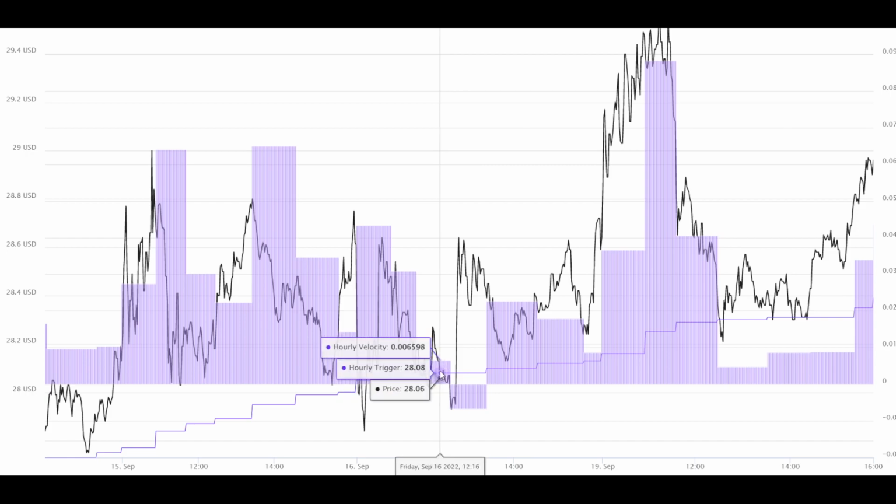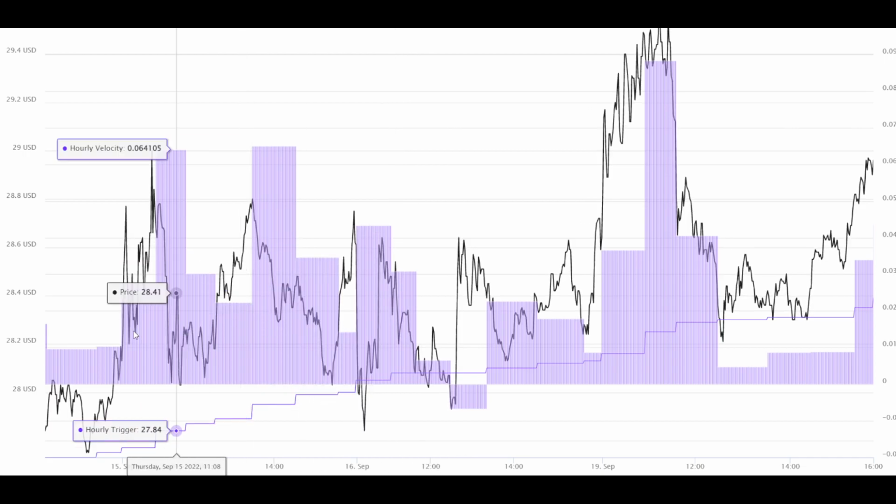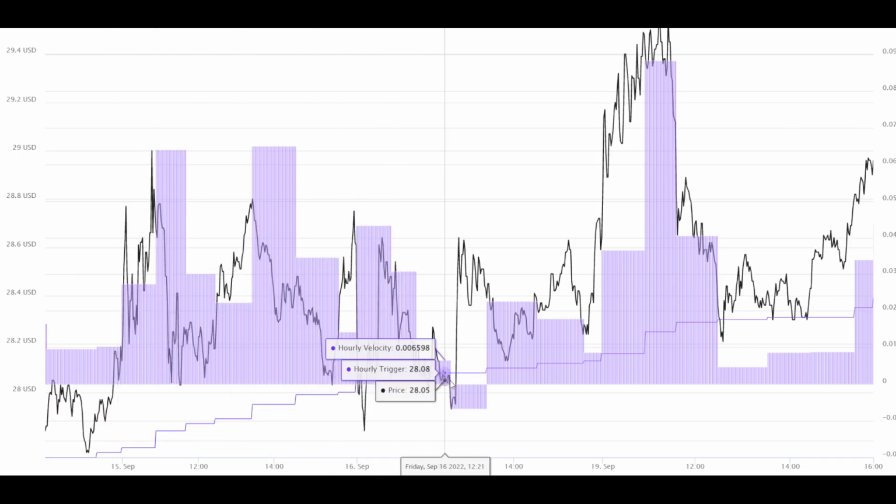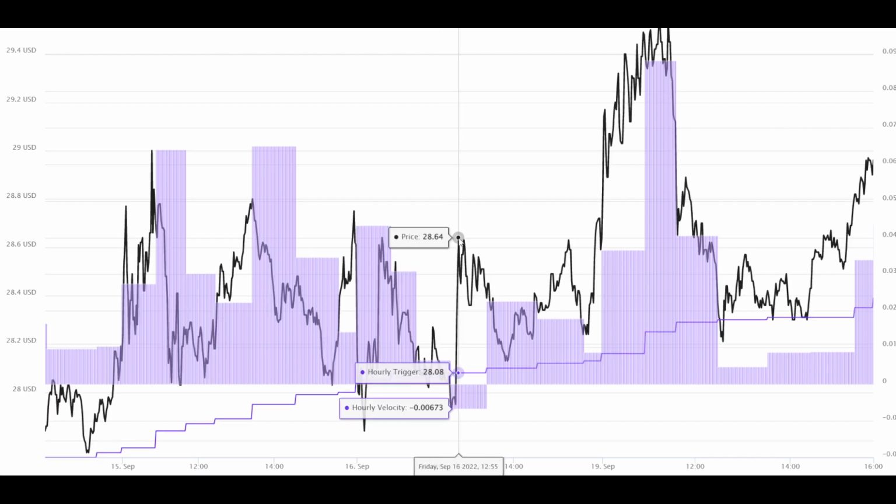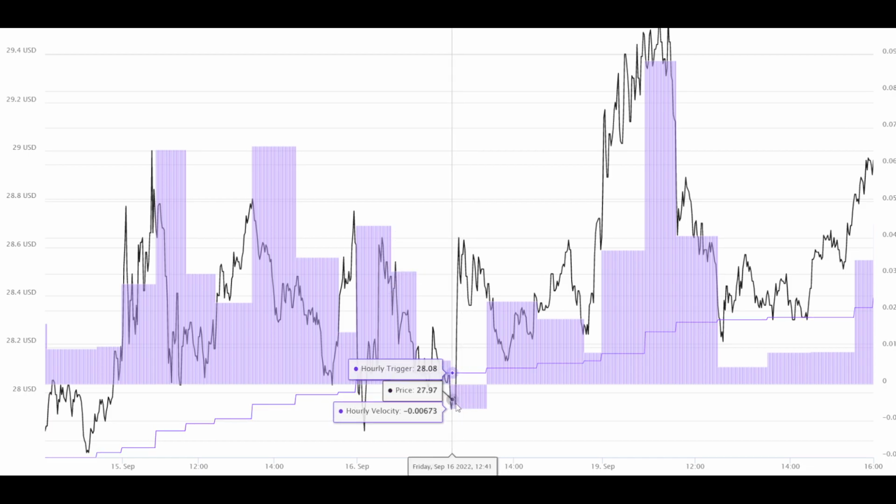Over here, price came down to the hourly trigger again. Now we didn't have a lot of hourly velocity. You can see that this 0.06 hourly velocity is the smallest bar that we had this whole time. So we had a little bit of a scare with price coming down to the hourly trigger, but it still popped right back below. And the negative print was also very measly. It was only a 0.006. So now these kind of prints are very negligible.